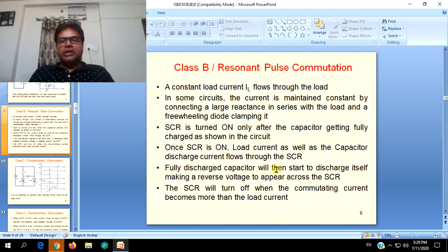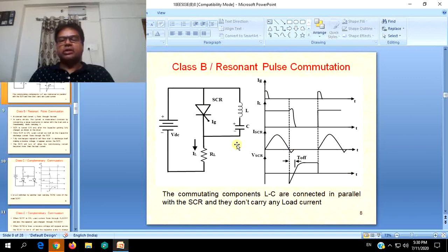The capacitor then starts to discharge again, making a reverse voltage appear across the SCR. So the action of the circuit is simply charge: once it is fully charged, before the SCR is on, and once the SCR is on, it will be continuously discharging in a given direction and opposite in the next discharging condition. This should be in resonance or tune with the turn on and off of the circuit depending on the load requirements.